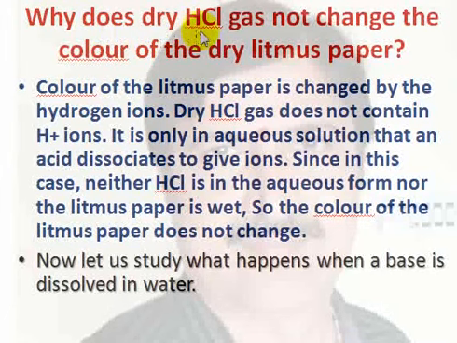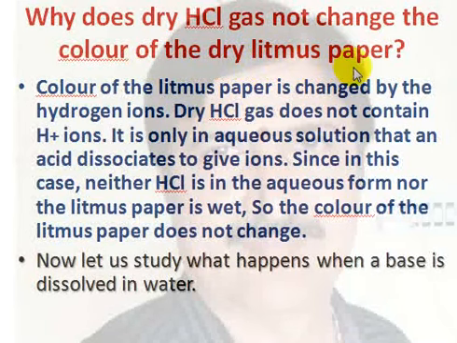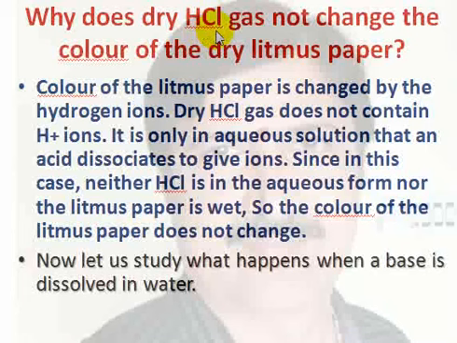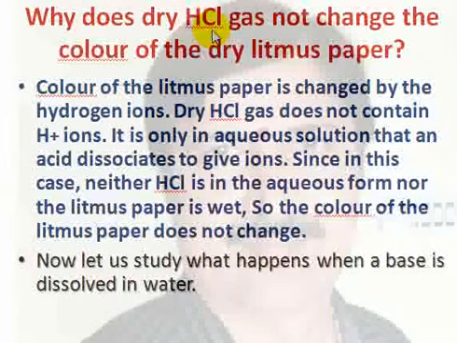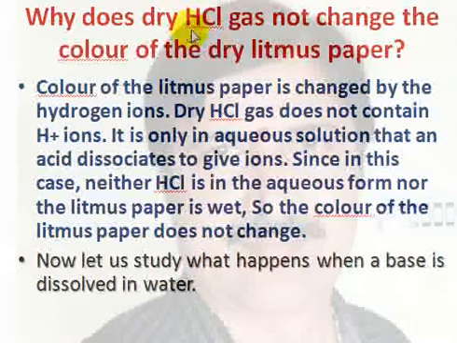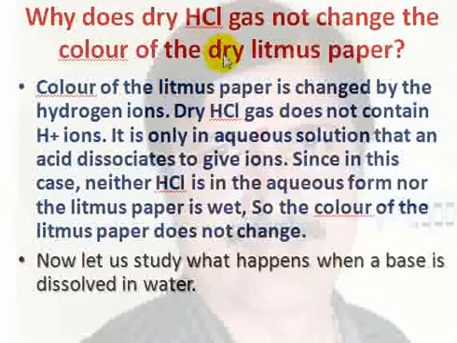So with that previous knowledge, I hope you can answer this question. Why does dry HCl gas not change the color of dry litmus paper? You know, HCl is an acid. It shows its acidic nature only in the aqueous form.